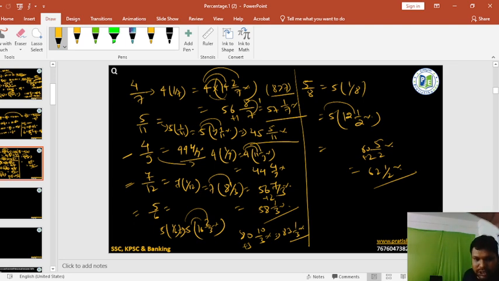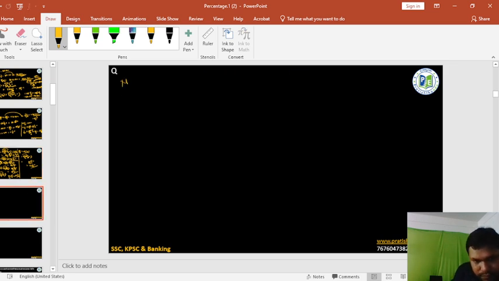Now, whatever the questions here that I have discussed, in all the questions the numerator is less than the denominator. Because here 4 is less than 7, correct? 5 is less than 11, 4 is less than 9, 7 is less than 12, 5 is less than 6. But what about if the numerator is greater than the denominator? How to do it? So now let's go for the next topic. Write down: if the numerator is greater than the denominator.